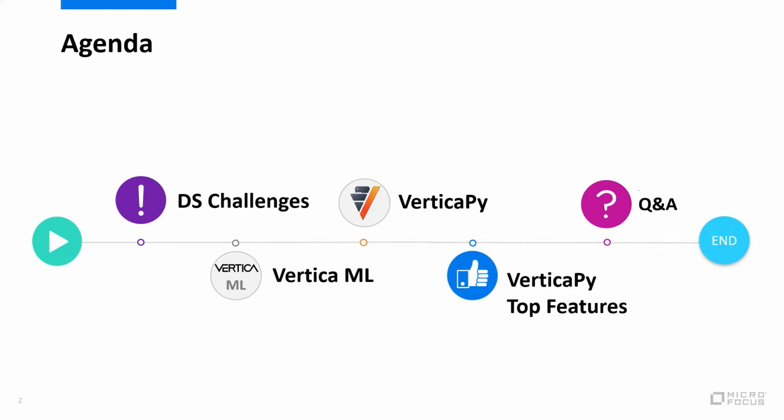We will explain what we have out of the box in Vertica ML and what value we're bringing to the table with in-database machine learning and advanced analytical functions directly in the database. Then we will go through VerticaPy, the Python front end that relies on Vertica. We are pushing all the computations to Vertica, taking advantage of the in-database machine learning, but using the Python layer for more flexibility. Then we will go through the VerticaPy top features.